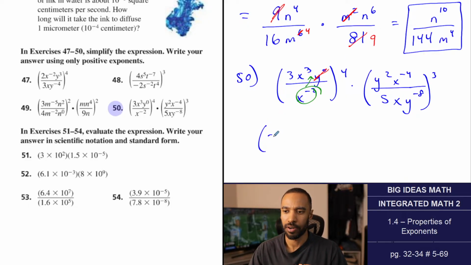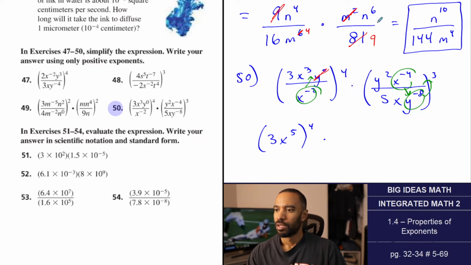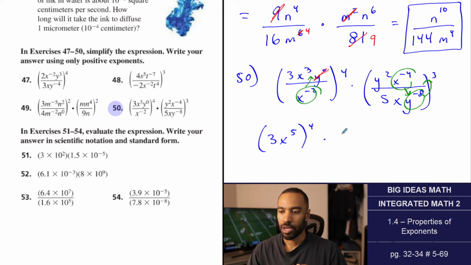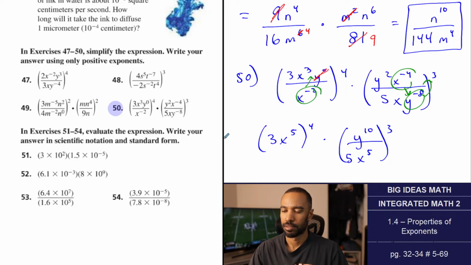So in the first quantity, we will have 3x to the fifth power raised to the fourth. Those exponents will add together. In the second one, this guy will go down. This guy will go up. Y squared will multiply with y to the 8th. You'll get y to the 10th. In the denominator, you still have a 5. And x will multiply with x to the 4th to get x to the 5th. And that's all raised to the third power.